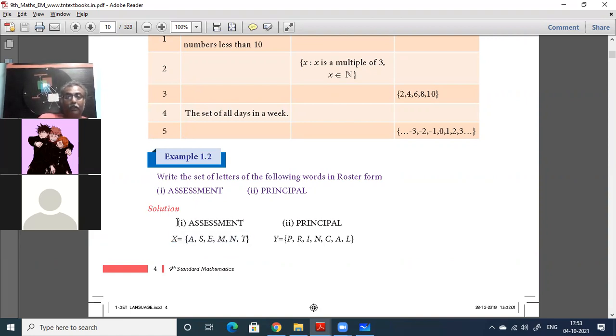So you should not go and write A, comma S, comma S, comma E, comma S, comma S, comma M, comma E, comma N, comma T. That is wrong, because it should not repeat. The element will not repeat itself. Okay, so when you're writing it in roster form, it will not repeat itself. Same way for the second one, what is repeating? P is repeating. I is repeating. That's all. Nothing else is repeating.